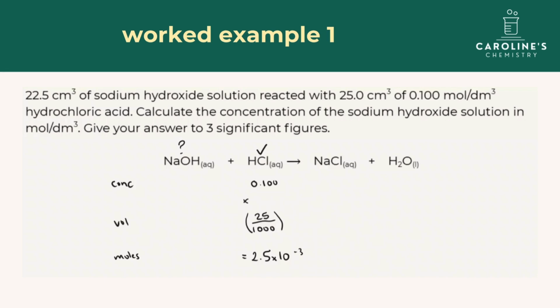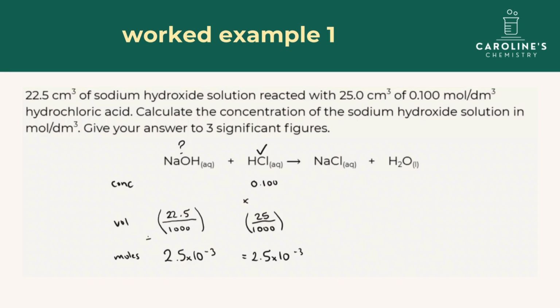In order to switch columns from the tick to the question mark, we use the big numbers. There are no big numbers here, which means they're all ones. This is a 1-to-1 ratio, meaning 2.5 times 10 to the minus 3 moles of hydrochloric acid will react with 2.5 times 10 to the minus 3 moles of sodium hydroxide. Now we work up the column to work out the concentration of the sodium hydroxide. Now we're already told the volume. The volume of the sodium hydroxide is 22.5 centimeters cubed. Again, convert that into decimeters cubed by dividing by 1,000.